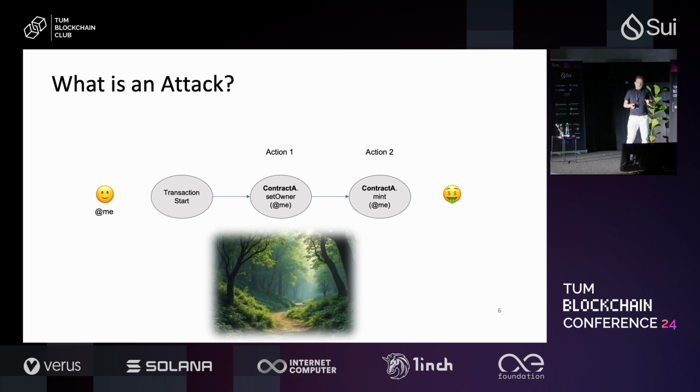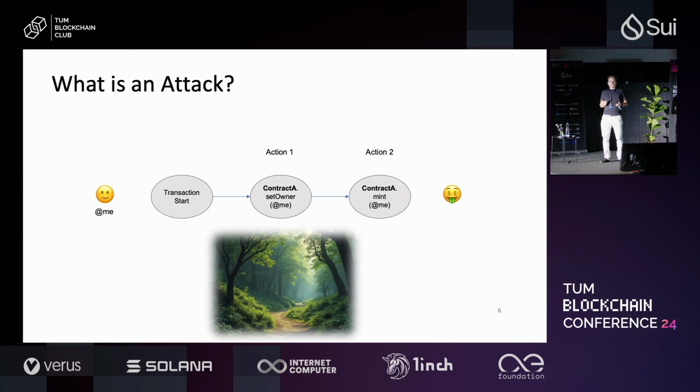So there's somebody, an attacker, it can be me, it can be you, it can be some other person. This attacker has a certain address. This attacker is then sending a transaction or starting a transaction, let's say. In this transaction, it's calling an action of a contract. In this case, it's a contract A, some contract A that has a function, let's call it setOwner.